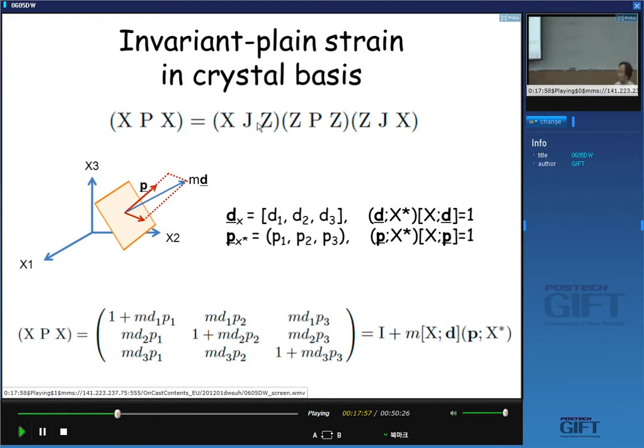Any questions? I remember one of the problems in problem set 3 is to derive this form, and to make the problem simple, I put in an additional condition. So I hope you try to do that. So the point is that we can express the deformation matrix of the invariant plane strain: if the direction of the displacement and the index of the invariant plane are given, then we can calculate the matrix form of the deformation matrix based on the crystallographic basis.